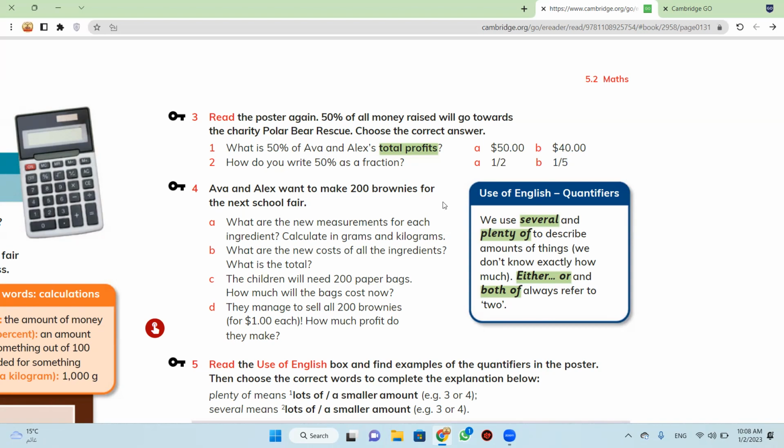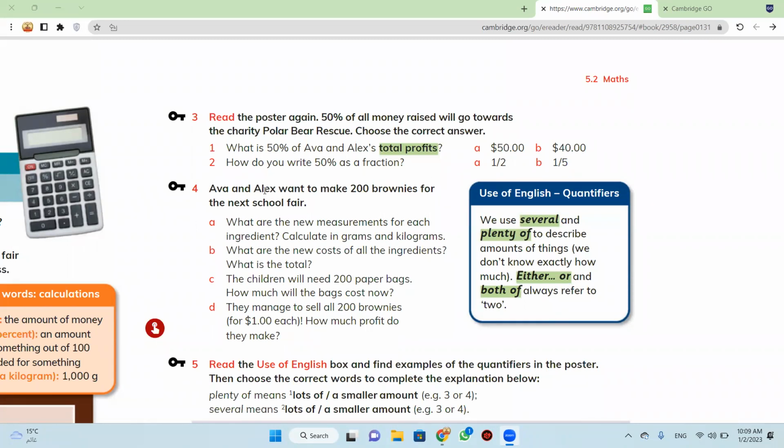Can you do number 2 as well? How do you write 50% as a fraction? A, 1/2. Yes, a half, it's 1/2. So the correct answer is A. Underline A. Thank you very much, Ahmed.